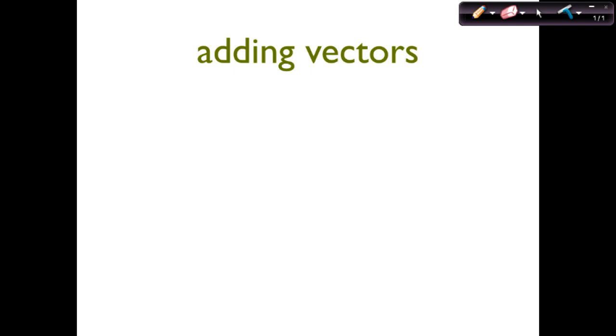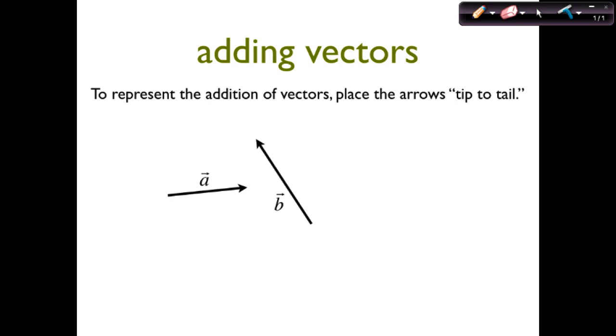Okay, so adding vectors. So here I've got 2 vectors, vector A and vector B. What would it mean to add them? To represent the addition of vectors, you place the arrow's tip to tail. So you can move it without changing the vector, right? So we can move A so that its tail is at the tip of B. And the easiest way to start with adding vectors is to think of displacement. So it's kind of like, I was home and then I walked to the park.